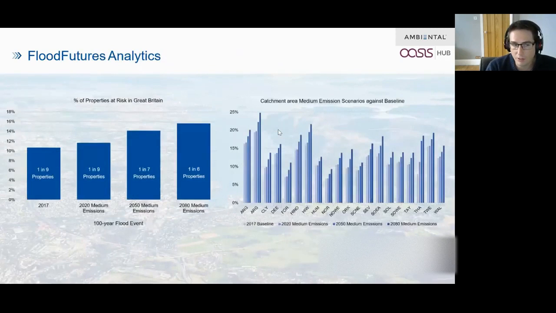So we've got 3 more slides to go. We're just going to look at 3 different ways that you can use the data. Spend about a minute on each. So this is nationally, looking at the whole of Great Britain.